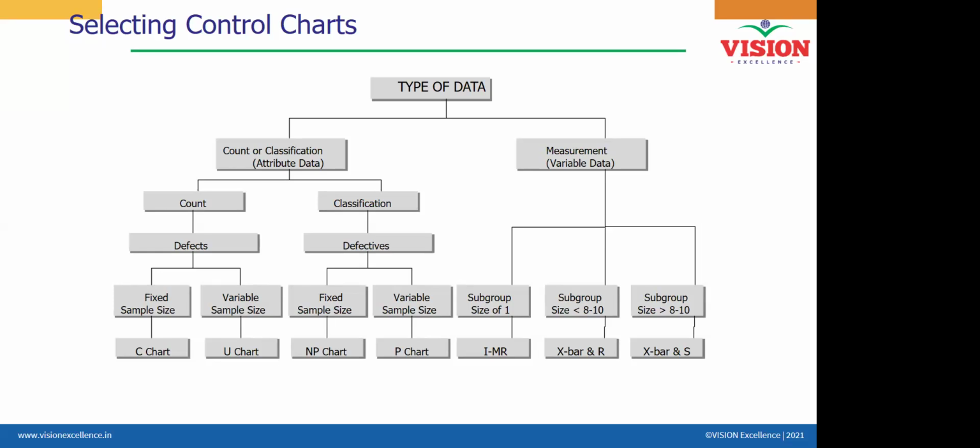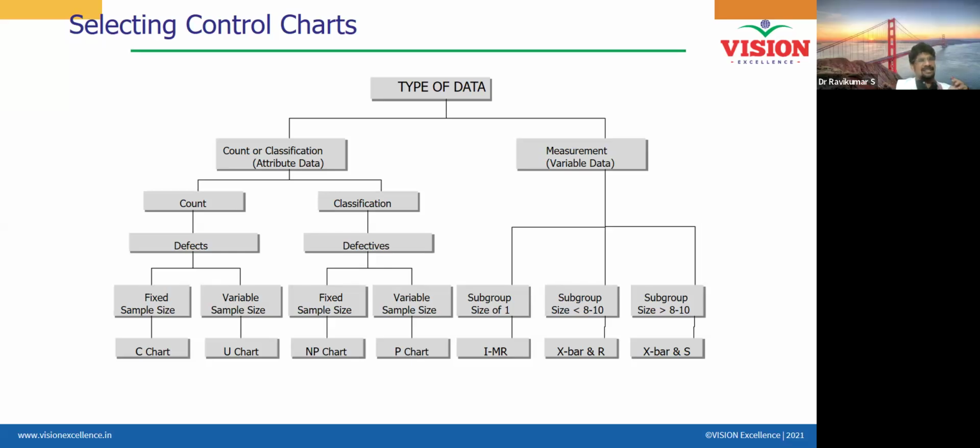Sir, here I have one question. Every hour we are collecting 5 samples at a stretch, so with 25 subgroups we are having it. So that time we can go for an X bar R chart, right? Yes. The single frequency samples only matter.